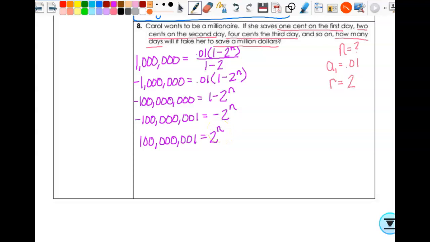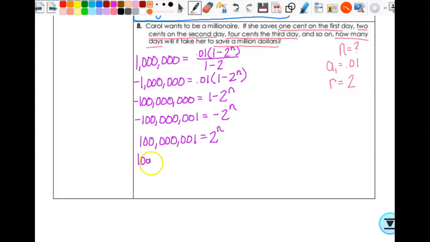I need to get n out of the exponent. What process does that? What allowed us to take exponents out of the exponent? No. What? Log. We take the log of both sides.